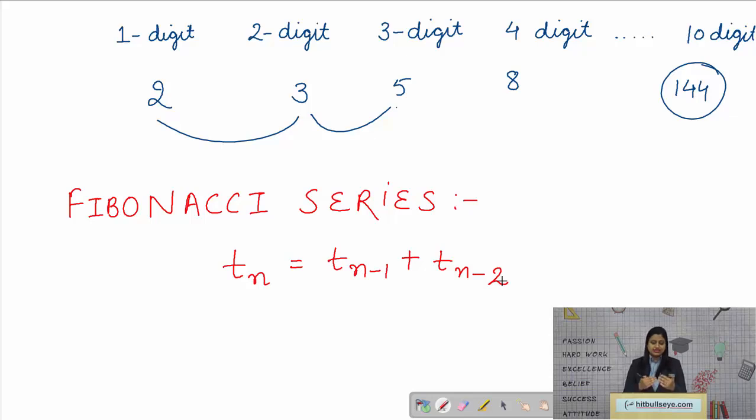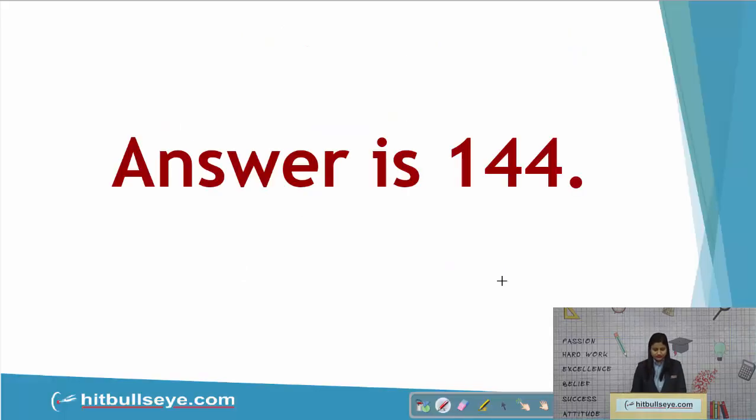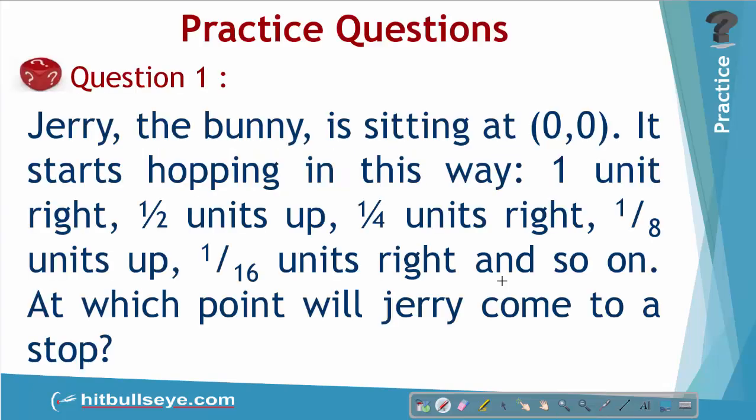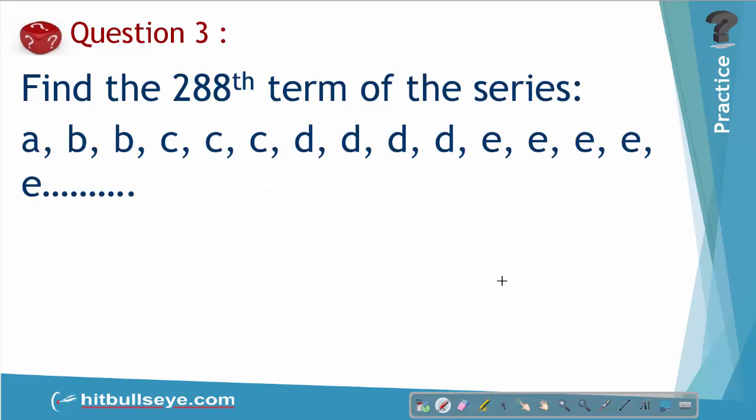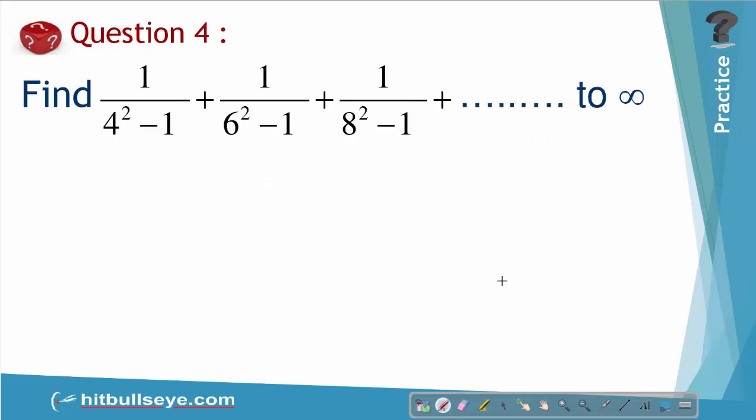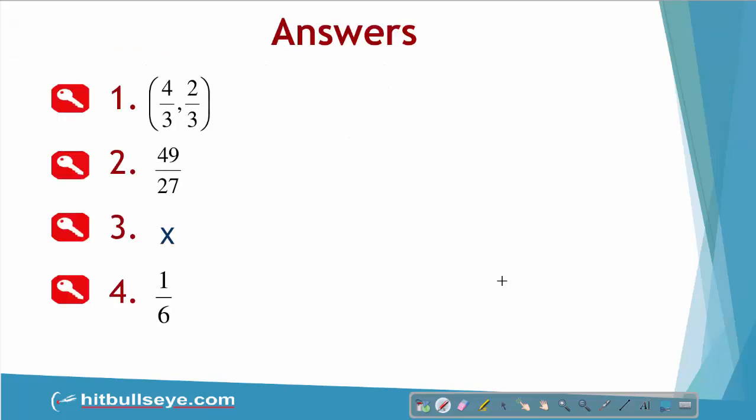So applying this technique, we can calculate the number of all 10-digit numbers in a jiffy, because we have to calculate a series only, not so many cases. So answer is 144 in this case. Now these are some practice questions. And these are the answers.